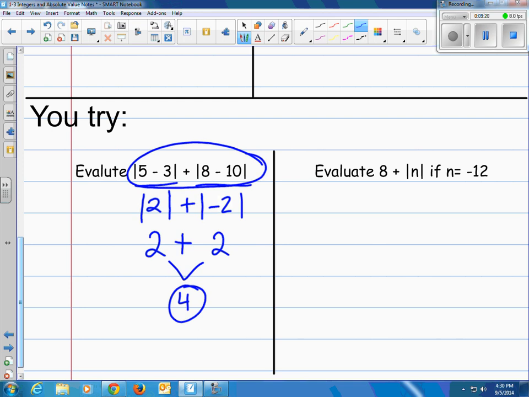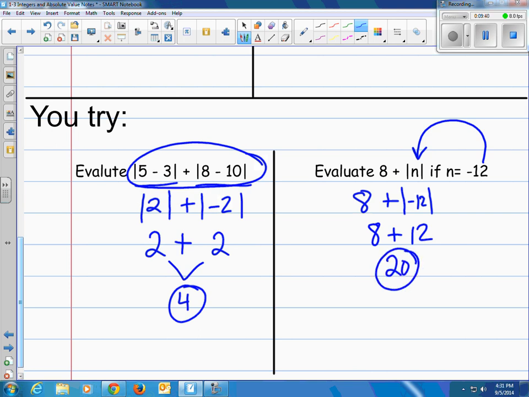And our last one, let's plug in our -12 here. We have 8 plus the absolute value of -12. Well, let's do the absolute value first. The absolute value of -12 is 12. It's 12 away from 0. 8 plus 12 is 20. There's our final answer.